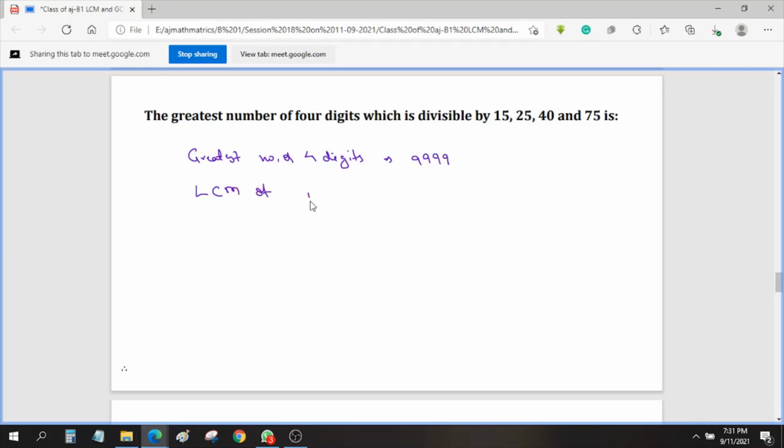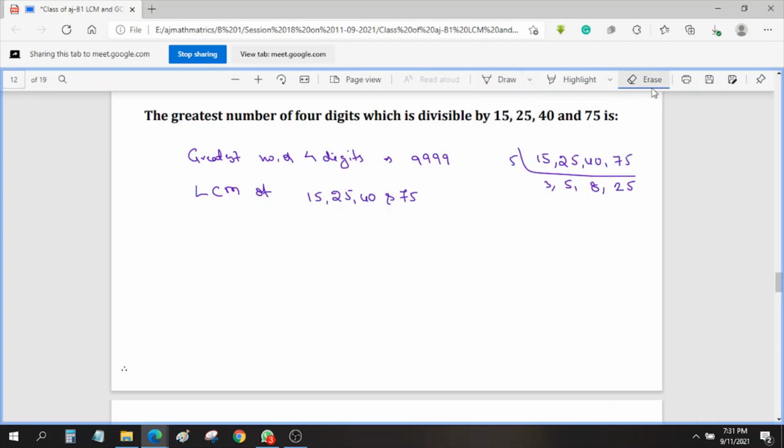LCM of 15, 25, 40 and 75. Okay, so for this we need to find out the common multiple. So 15, 25, 40 and 75. All of them are multiples of 5. So 5 3s are 15, 5 5s are 25, 5 8s are 40, and 5 15s are 75.